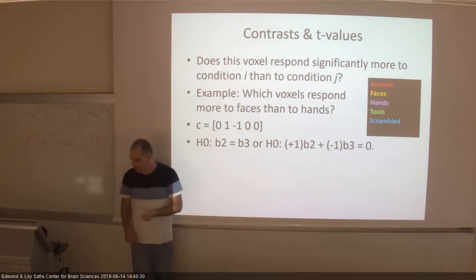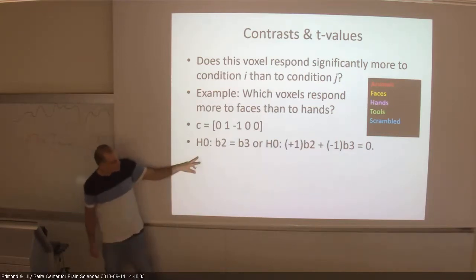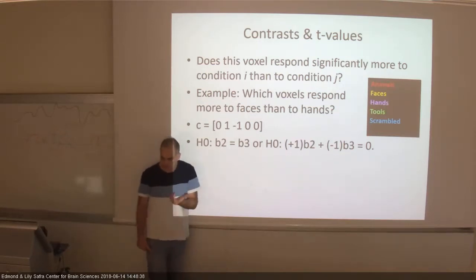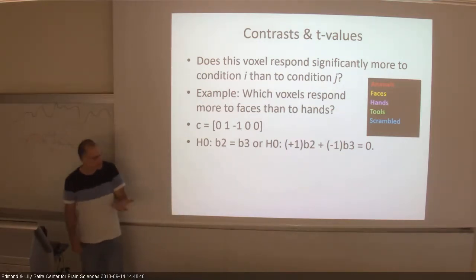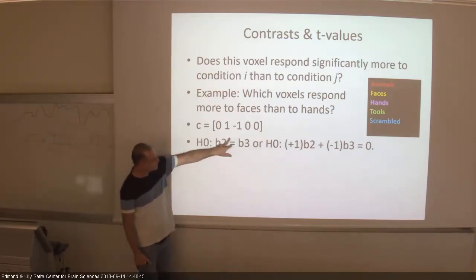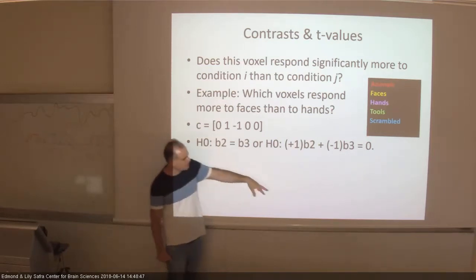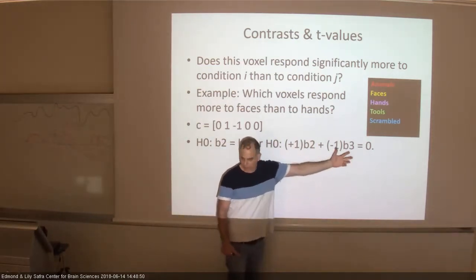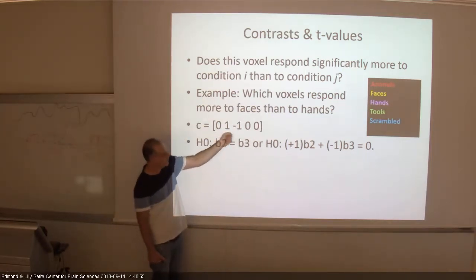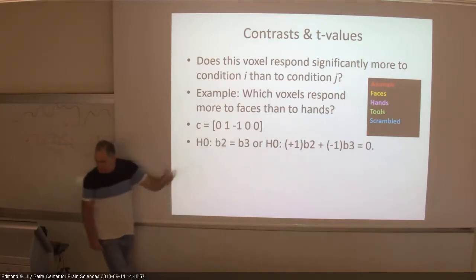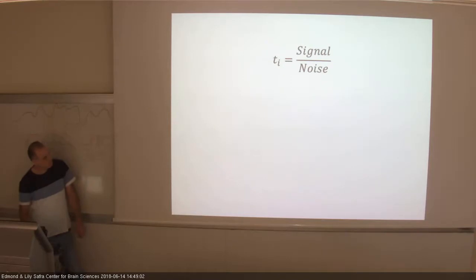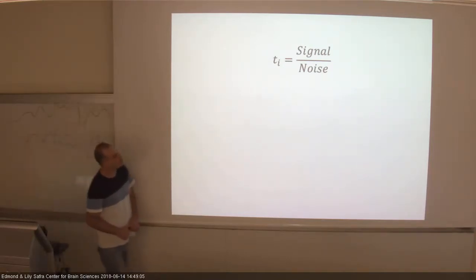The null hypothesis is basically that these two conditions are equal. What you want to show is that they're not, or rather find out in which voxels this is not true. So if you say B2 equals B3, you can also say that B2 minus B3 equals 0. This is why you multiply your betas by these values. So this is a contrast. This is how it would look in Brain Voyager or other software. And what you do is a t-test.